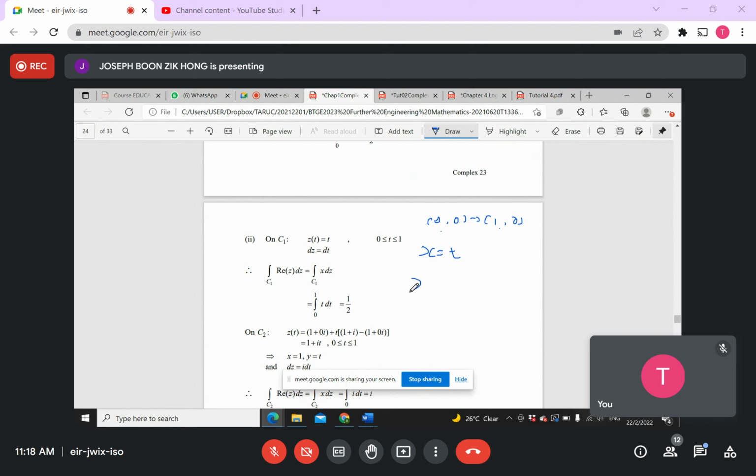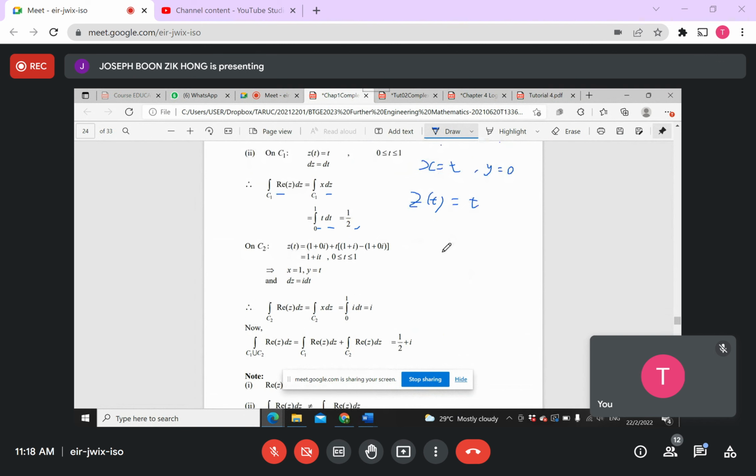So that means your z(t) is only x because your y is equal to 0. You try also, you will get y equal to 0: 0 minus 0 t and then plus 0, so you get 0. So what is your z(t)? Your z(t) is only t. So the rest will be the same. You just put in the real part, which is the t, and then your dz will be dt, and then you do the normal integration.